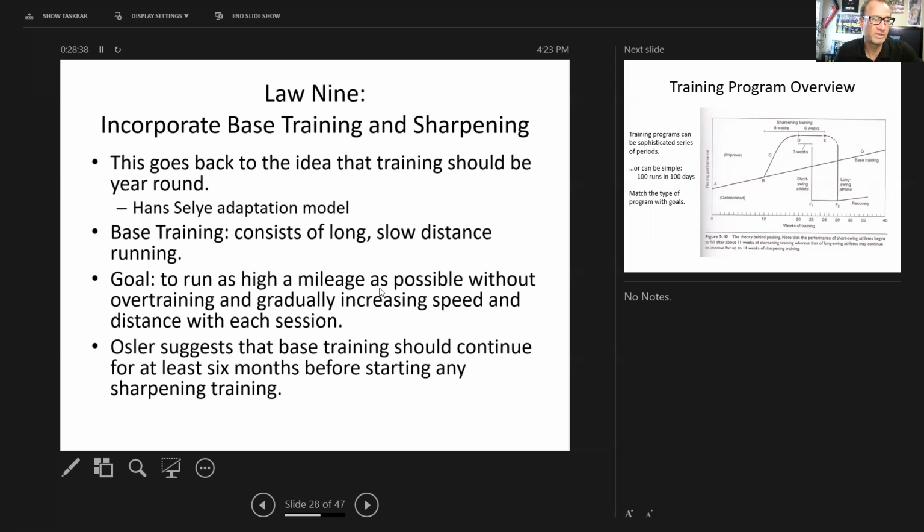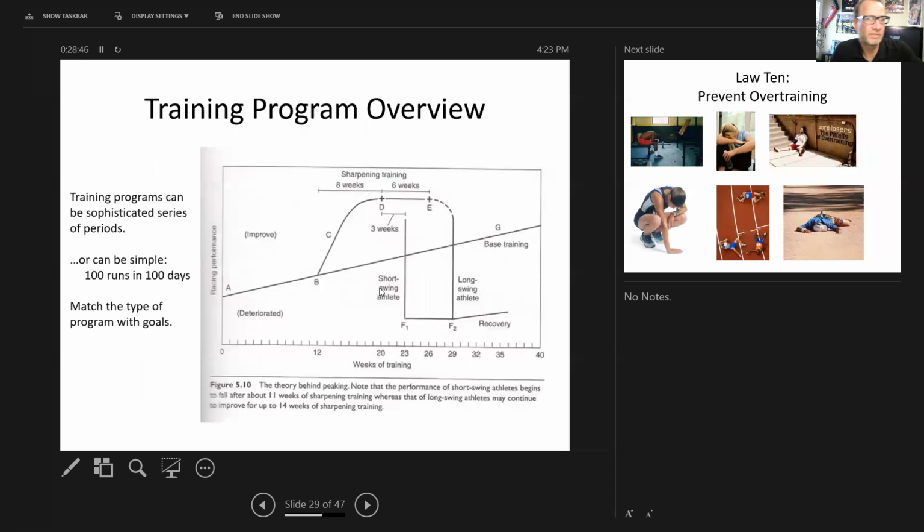Six months of base training before any sharpening training, prior to any high intensity or race prep type training. This graph is a little complicated. Don't worry about the details of the graph. What this is highlighting, however, is how complex a training program can be, where you are trying to plan out your phases of base training, your phases of race preparation, and race specific training. And some training programs get really detailed, and you've got to just match your goals with the type of training program you're going to do.